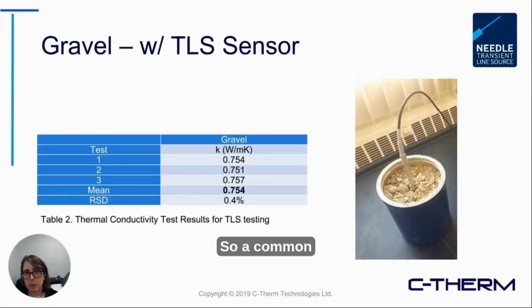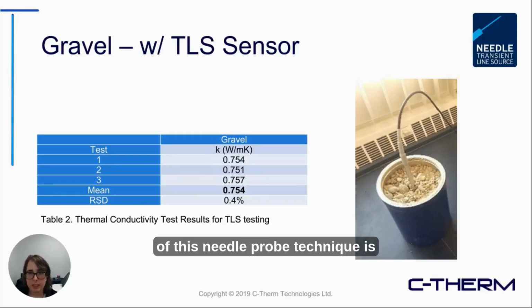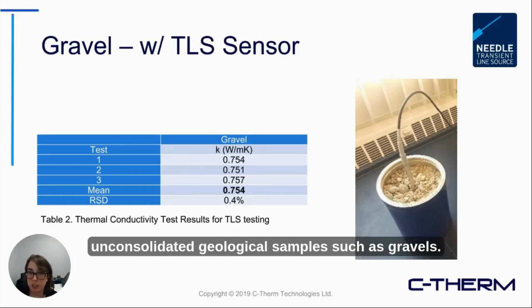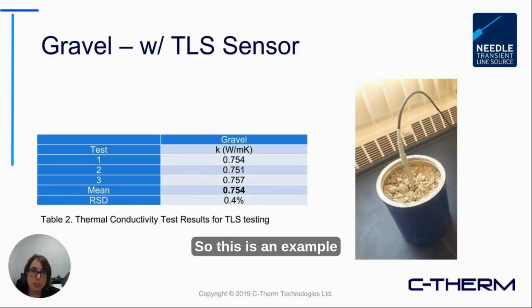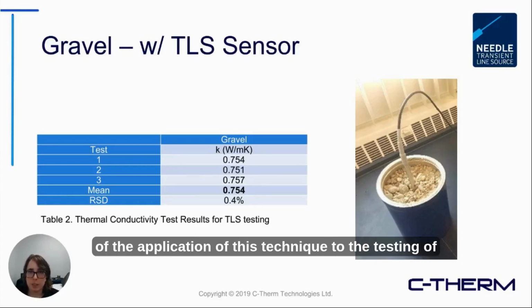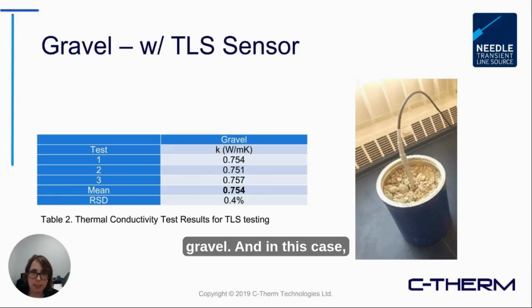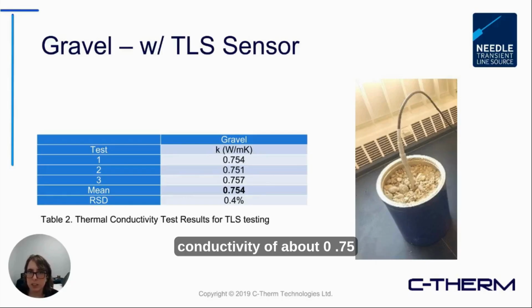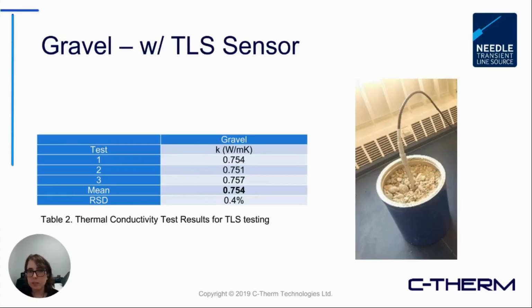A common application of this needle probe technique is for testing unconsolidated geological samples such as gravels. This is an example of the application of this technique to the testing of gravel. In this case, it was a dry gravel, and we got an effective thermal conductivity of about 0.75 watt per meter Kelvin.